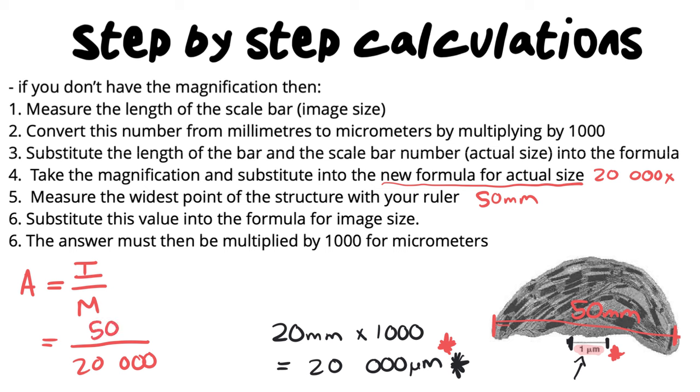And if we did put 50 in our calculator, we would say 50 divided by 20,000, which gives us 0,0025. But now remember, the answer must then be multiplied by 1,000. So we're going to do that so we can get it in micrometers, and we put that in our calculator, and we get the answer of 2,5 micrometers.